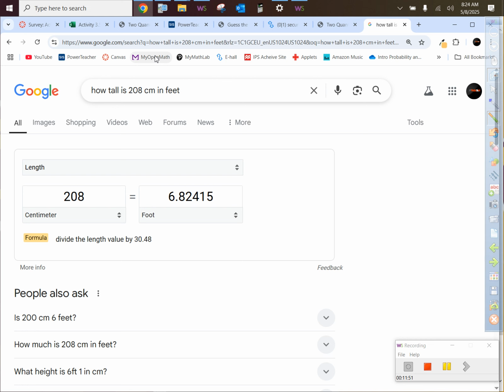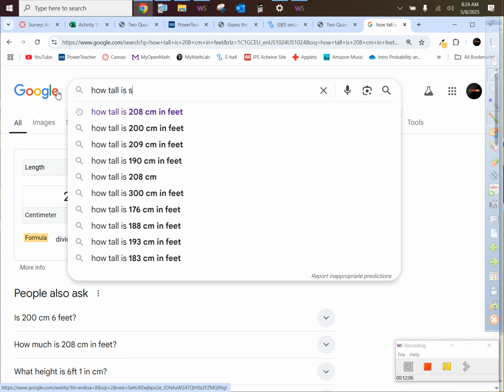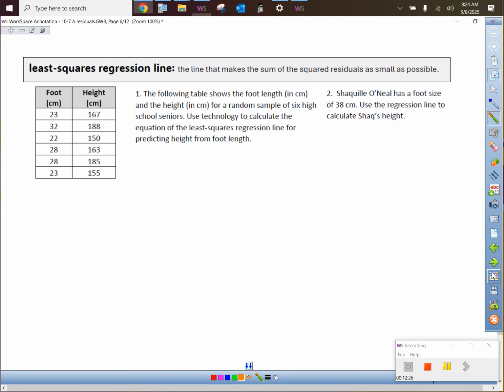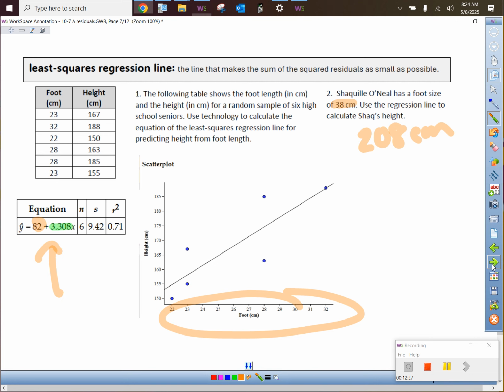What do you think? How tall is Shaq? Do we know that? So, how tall is Shaq? He's 7'1", right? So it predicted him to be about like probably 6'10". He is 7'1". Was that accurate? Not really, right? They're off by like 3 or 4 inches in that case. So why was it not that accurate? Try to find an E word that helps. Why was that not that accurate?